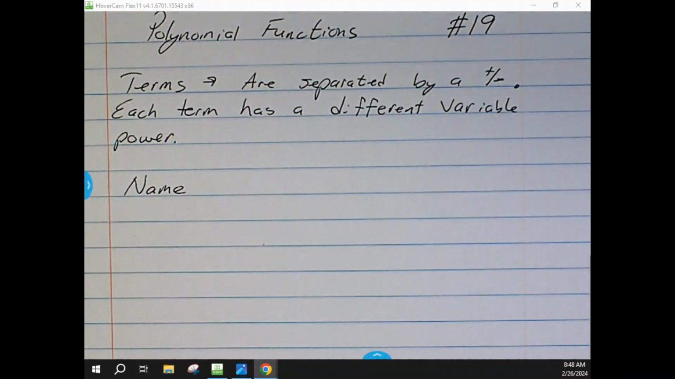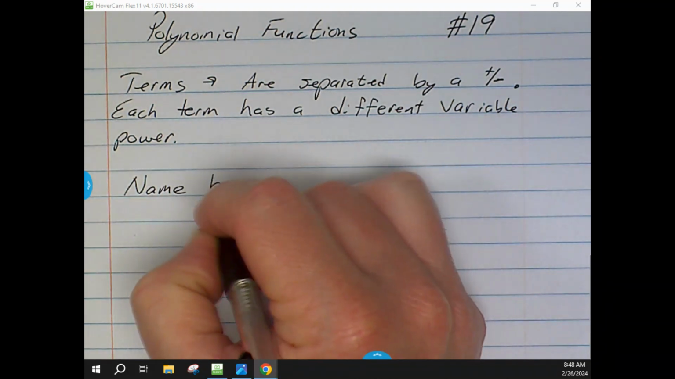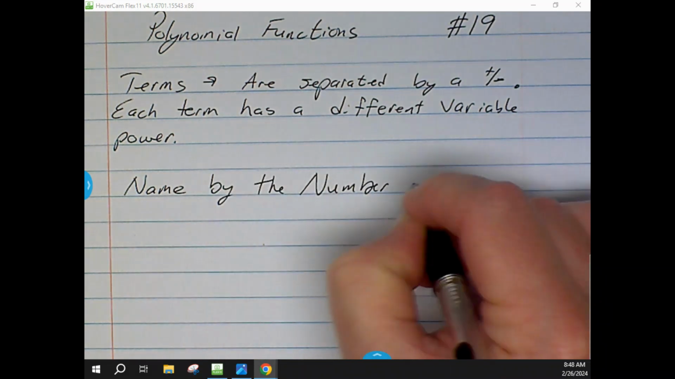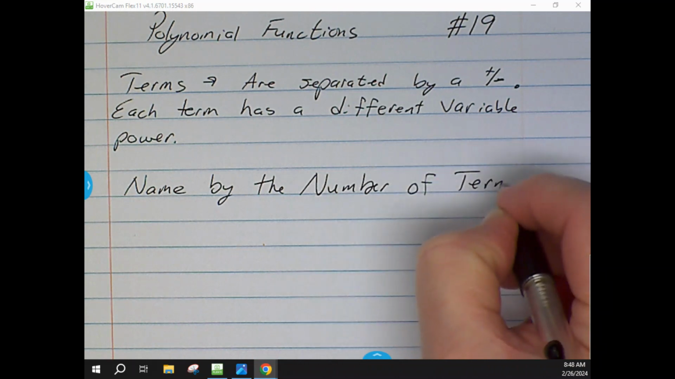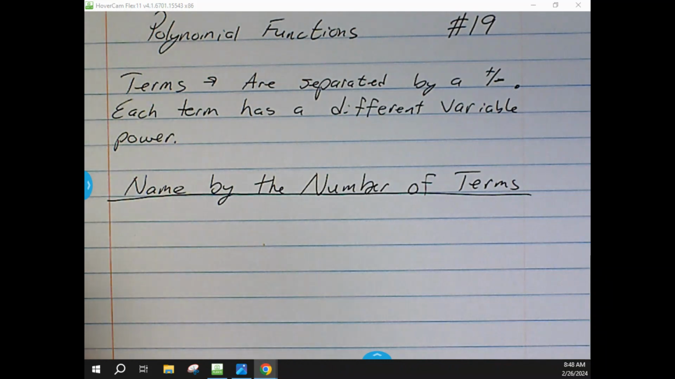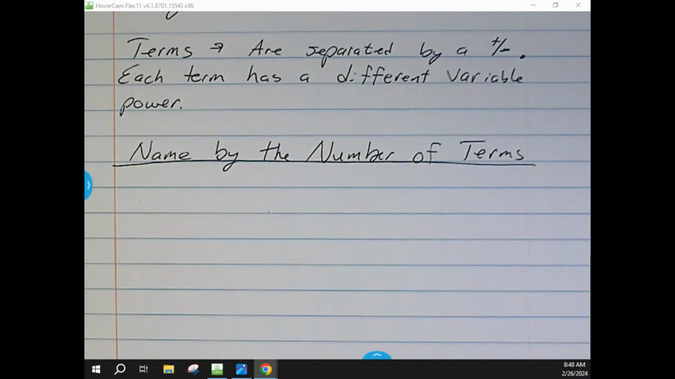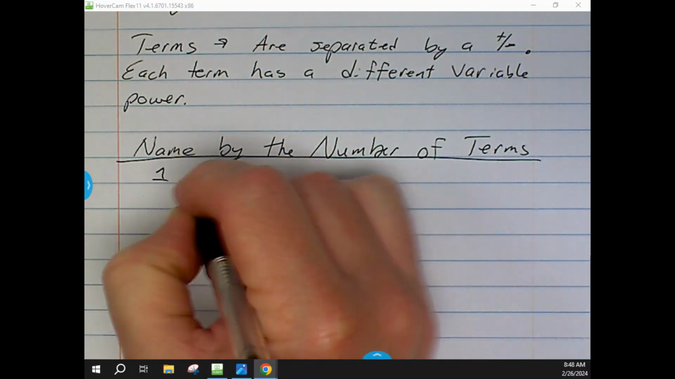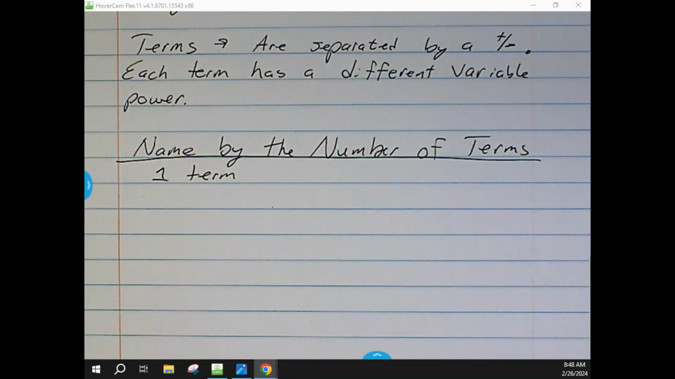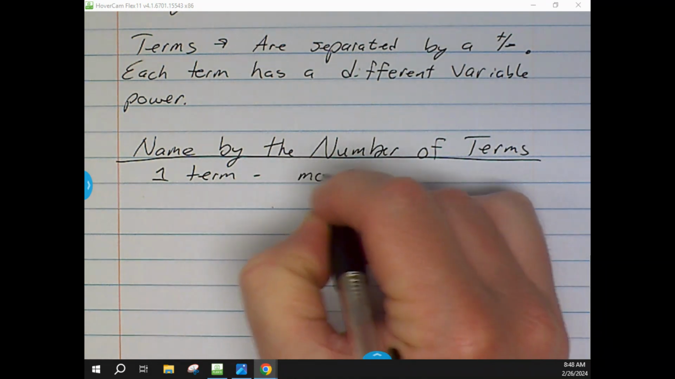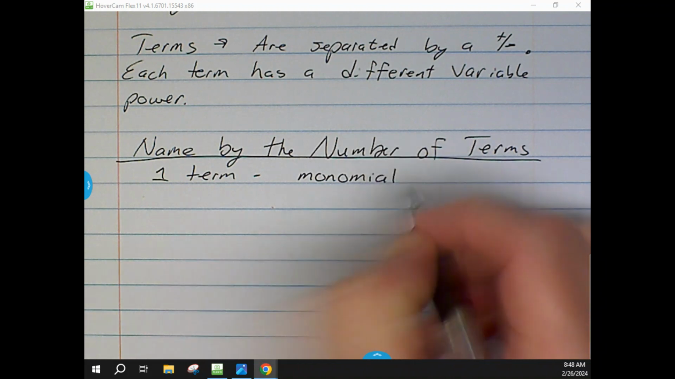We're going to name it first by the number of terms. Again, not anything new for this part. It's stuff that you've heard before, so we're not going to do anything mind-blowing here. All right, so they give you an expression, and if that expression has one term, it's called a monomial.